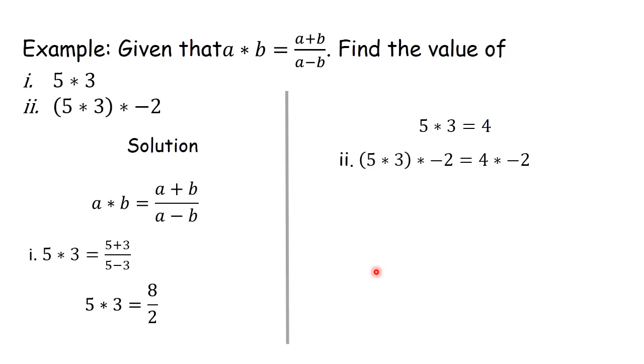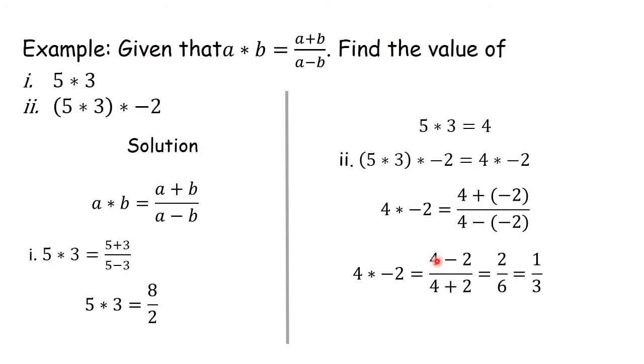Roman 2, we have 5 star 3 bracket star negative 2. So remember 5 star 3 has given us 4, so we shall substitute there a 4, and it becomes 4 star negative 2 as indicated here. And 4 star negative 2 will give us 4 plus negative 2 divided by 4 minus 2.